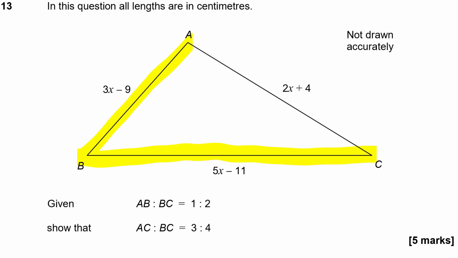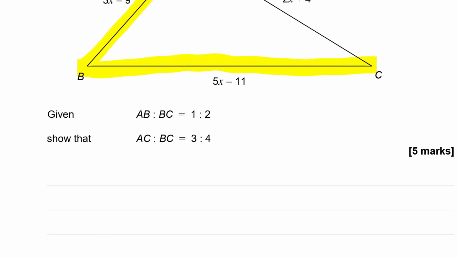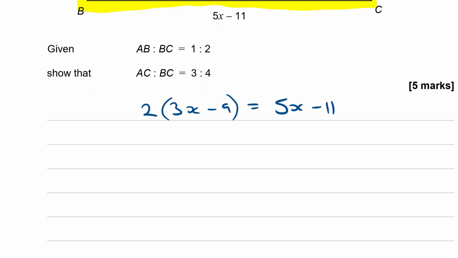Let's give that a go. So BC basically is twice as big as AB. So if I take AB and double it, I should get BC. So if I take AB, 3x minus 9, and I double it, I should get BC. So I've formed a linear equation in x here. Removing the brackets, 6x minus 18 is equal to 5x minus 11.